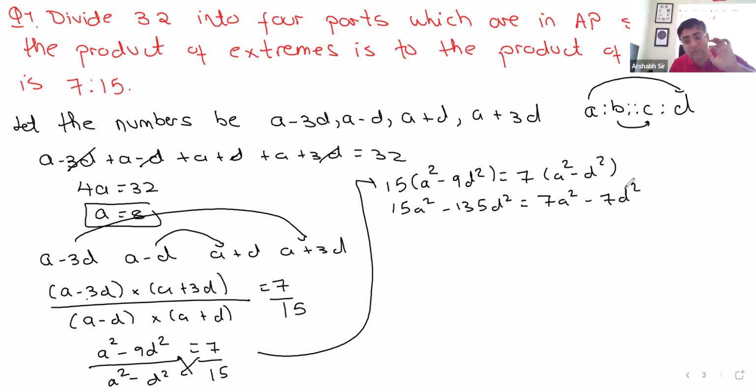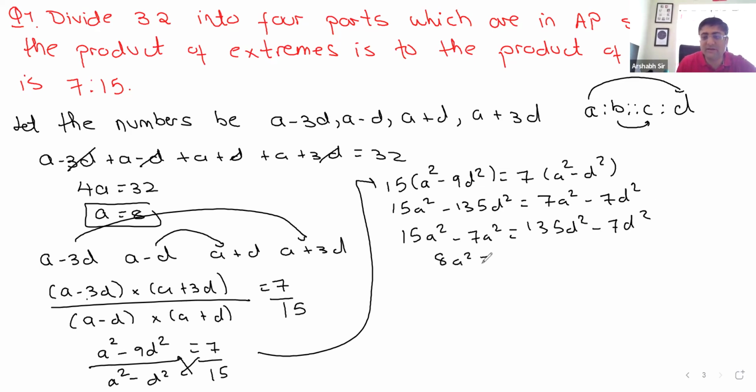Make sure your tables up to 20 are very good. Bring it over here. So 15a square minus 7a square is 135d square minus 7d square. So we have 8a square is 128d square, है ना. तो हमें निकालना क्या है, d निकालना है ना. सो d स्क्वायर इज 8a स्क्वायर बाय 128, है ना. 2 से डिवाइड करो 4, 2 से डिवाइड करो 64, 16. So we get d square is equal to a square by 16.